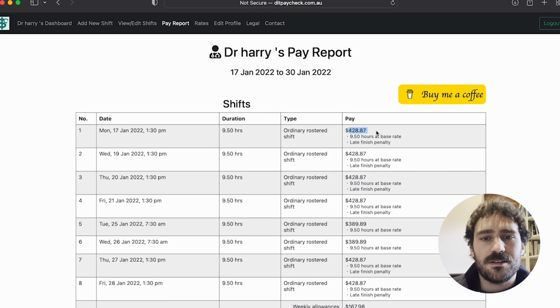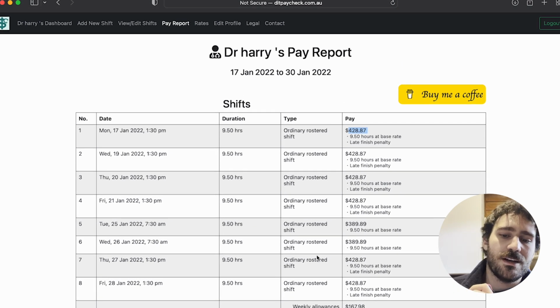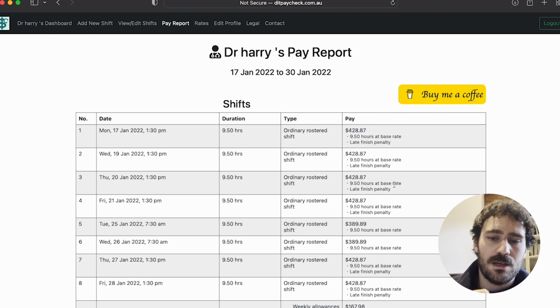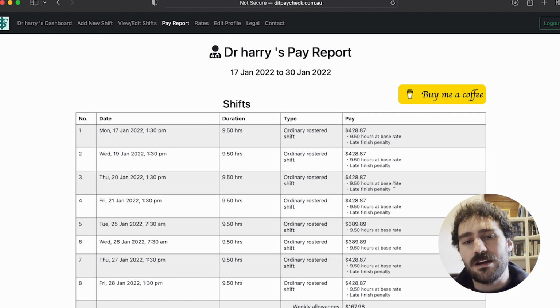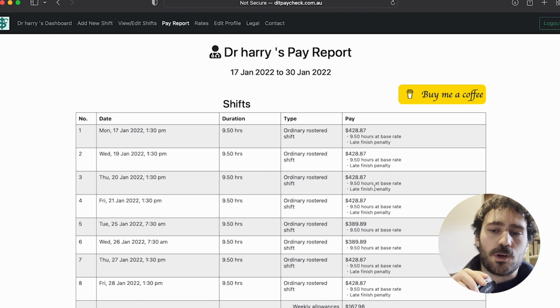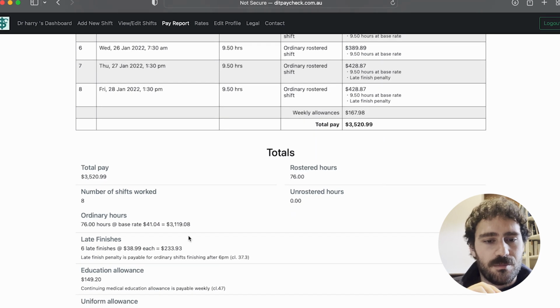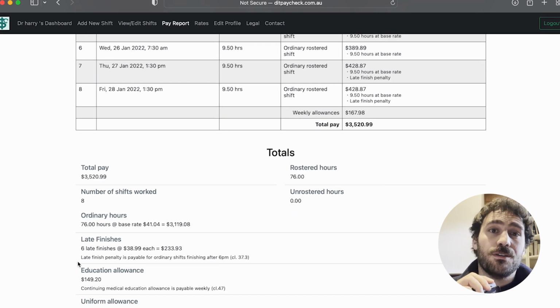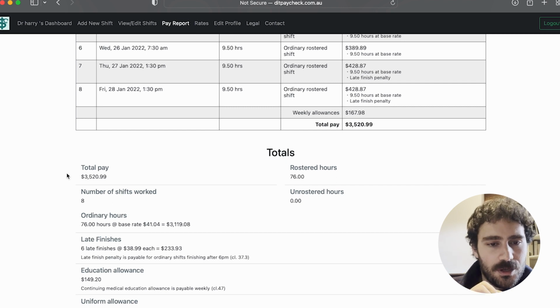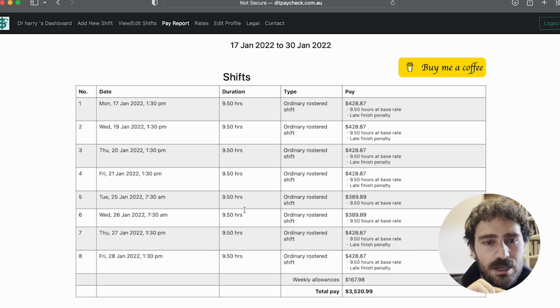So the best thing about the DiT Paycheck is that it generates a mock payslip, but it gives you heaps more detail about why you're getting paid those numbers. And it quotes the EBA, which is like the agreement for the junior doctors, about what the actual terms are for your payment. So you can see here, look, I worked 8 shifts, and they're all 9.5 hours long, and I got paid this amount for each shift. Now you can see here, it's 9.5 hours at the base rate, but there's also a late finish penalty.